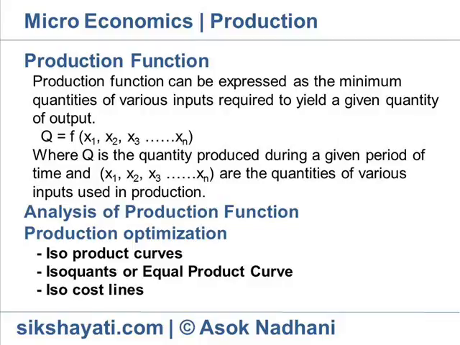Analysis of production function. The production function of a firm can be studied by holding the quantities of some factors fixed while varying the amount of other factors through the law of variable proportion. The production function can also be studied by varying the amounts of all factors. The behavior of production function when all factors are varied is the subject matter of the laws of return to scale.